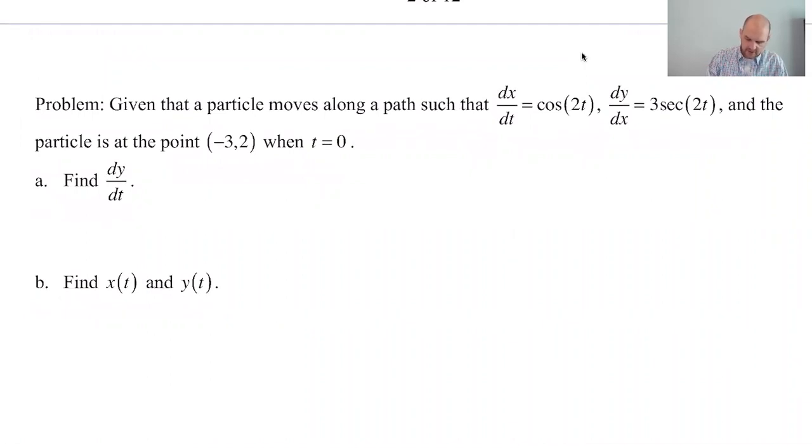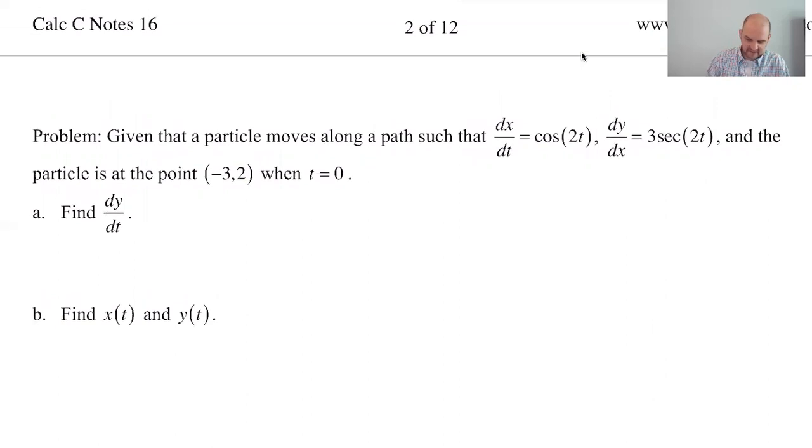So, given a particle moves along a path such that dx/dt is cosine of 2t, dy/dx is 3 secant of 2t. And I'm shaking my head because I have no idea what this path would look like. I guess we're going to find out when we do this. All right, we want to find just dy/dt. Oh, I see. We're given dx/dt and dy/dx. I may have read that wrong.